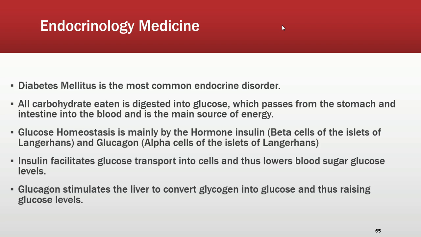Insulin is secreted, as we said, by the beta cells of the islets of Langerhans and glucagon by the alpha cells. Insulin facilitates glucose transport into the cells and lowers the glucose. Glucagon stimulates the liver to convert glycogen into glucose to raise the glucose levels. So they have opposing functions. Once we have high blood glucose, the body sends a signal to the pancreas to secrete insulin, which will reduce the blood glucose. If we have low blood sugar, like when we're fasting, glucagon will be secreted, stimulating the liver to convert glycogen into glucose to raise the blood glucose level.